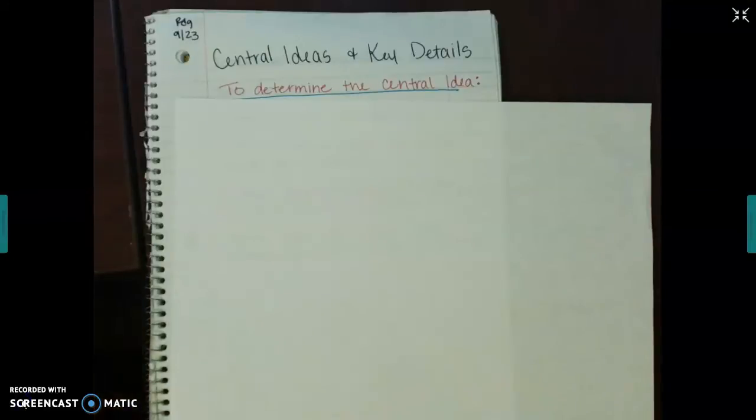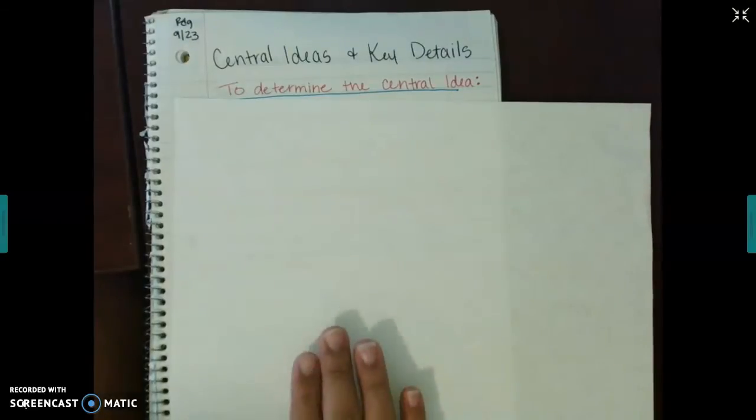So now that we've practiced finding the key details and central idea, I'm going to talk about what the central idea is and how I can look for it more specifically. So I know that the central idea is the most important idea in a text. So I went ahead and wrote that down.